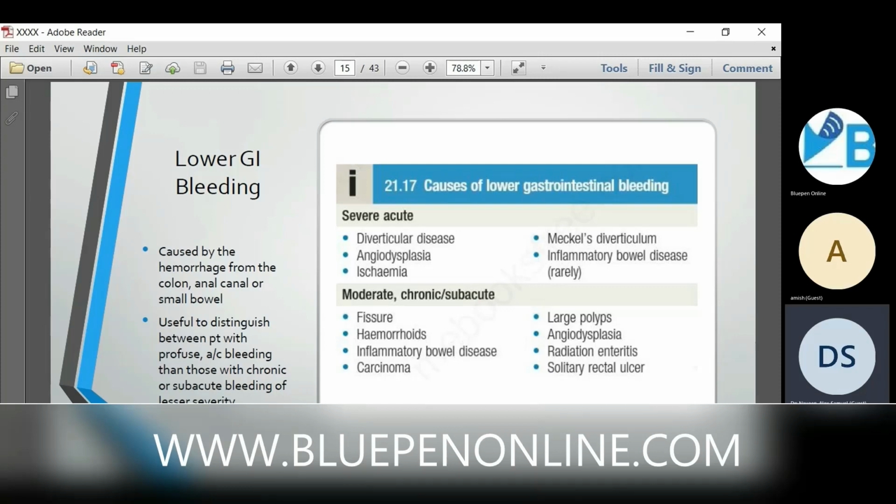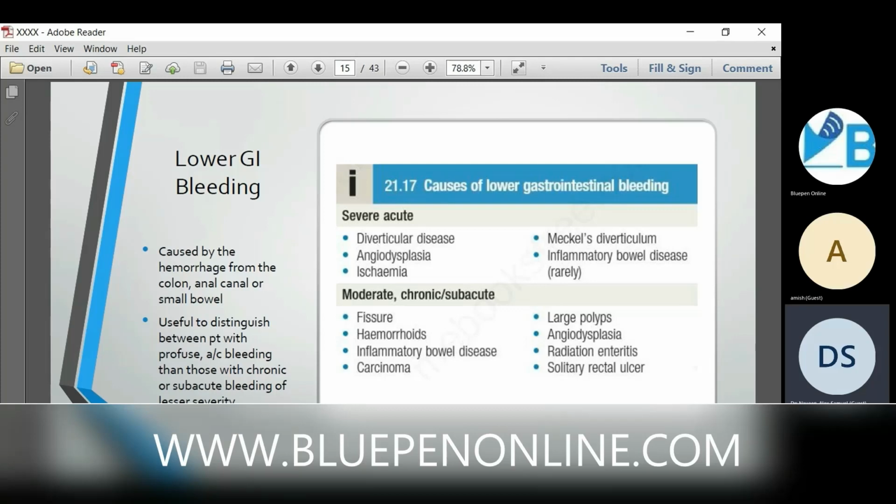Acute bleeding will be like, if you have a hemorrhoid, today you suddenly start bleeding, sometimes with a big hemorrhoid. Whereas with small hemorrhoids, he will be bleeding daily. So in acute bleeding, he might have only present symptoms.